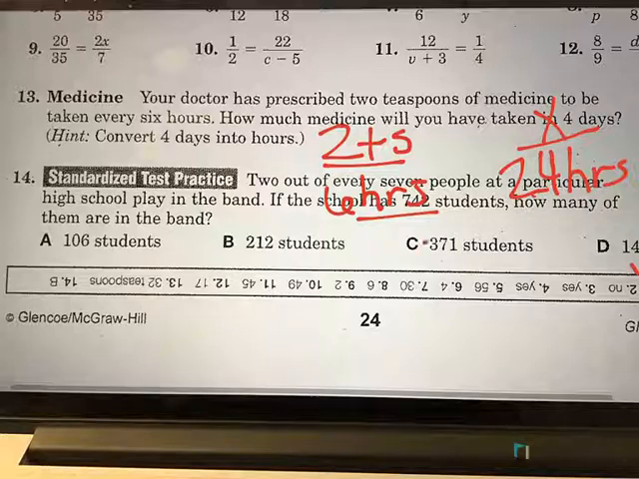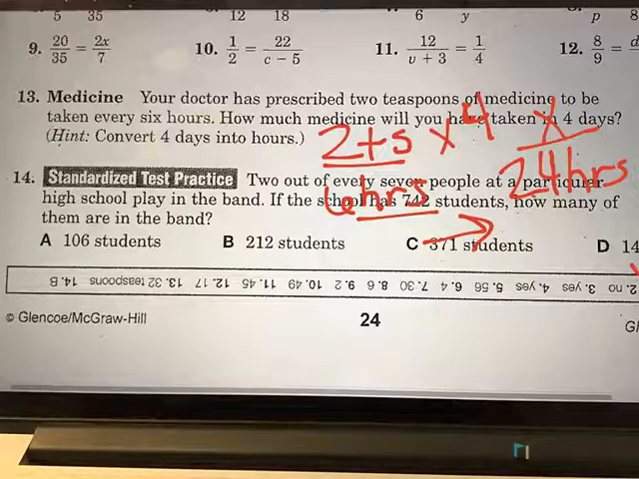Well, how do I go from 6 to 24? Times 4. And again, you're assuming that you're going to wake up in the middle of the night, or if you go to school or if you're at work, you're still going to take your medicine every 6 hours, regardless of what you're doing or where you're at. So 6 times 4 equals 24. Whatever you do to the bottom, you do to the top. That means you're going to take 8 teaspoons per day.